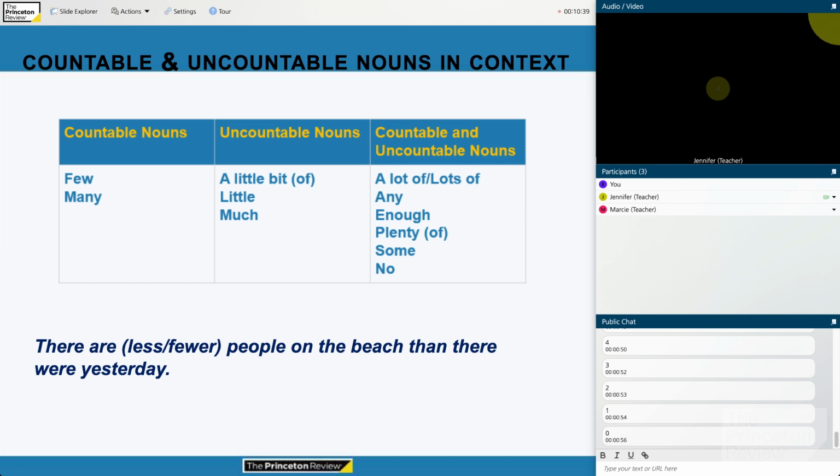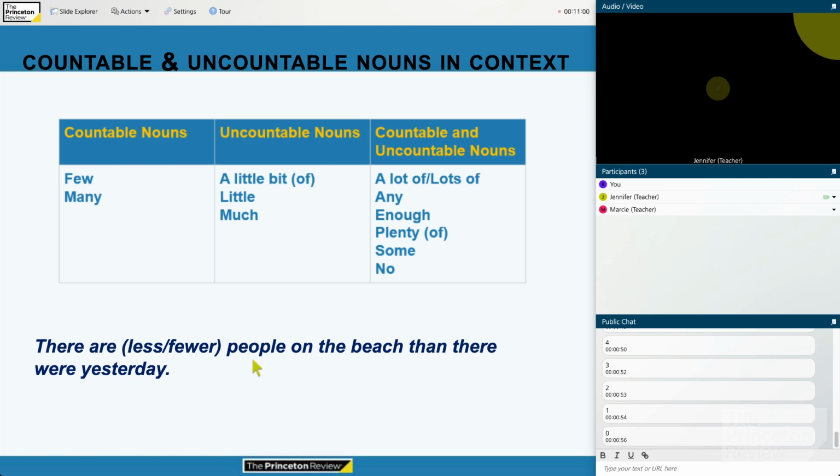There are less or fewer people on the beach than there were yesterday. So imagine this were in the form of an SAT or ACT question, or if you're writing the sentence for school and you're just not sure which of the two it is, you want to ask yourself, okay, is the thing being modified countable or uncountable?